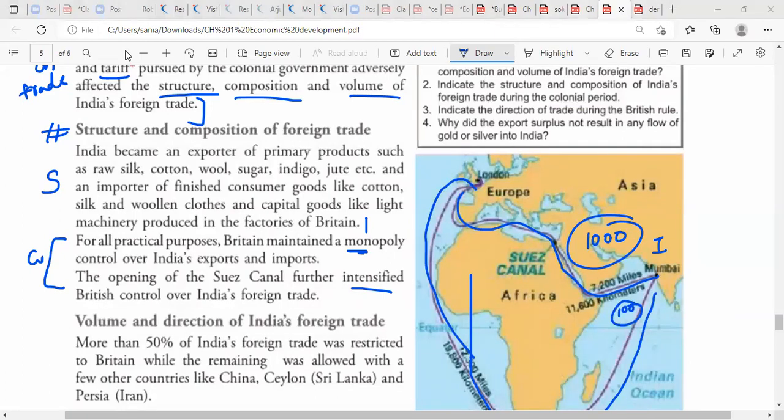Teacher, for structure, will we write that full paragraph? Just write in your own language that India became exporter of this and this, primary goods or raw material, and India became importer of this and this. That's it. Just don't write everything, just write in your own language because we have written this many times.